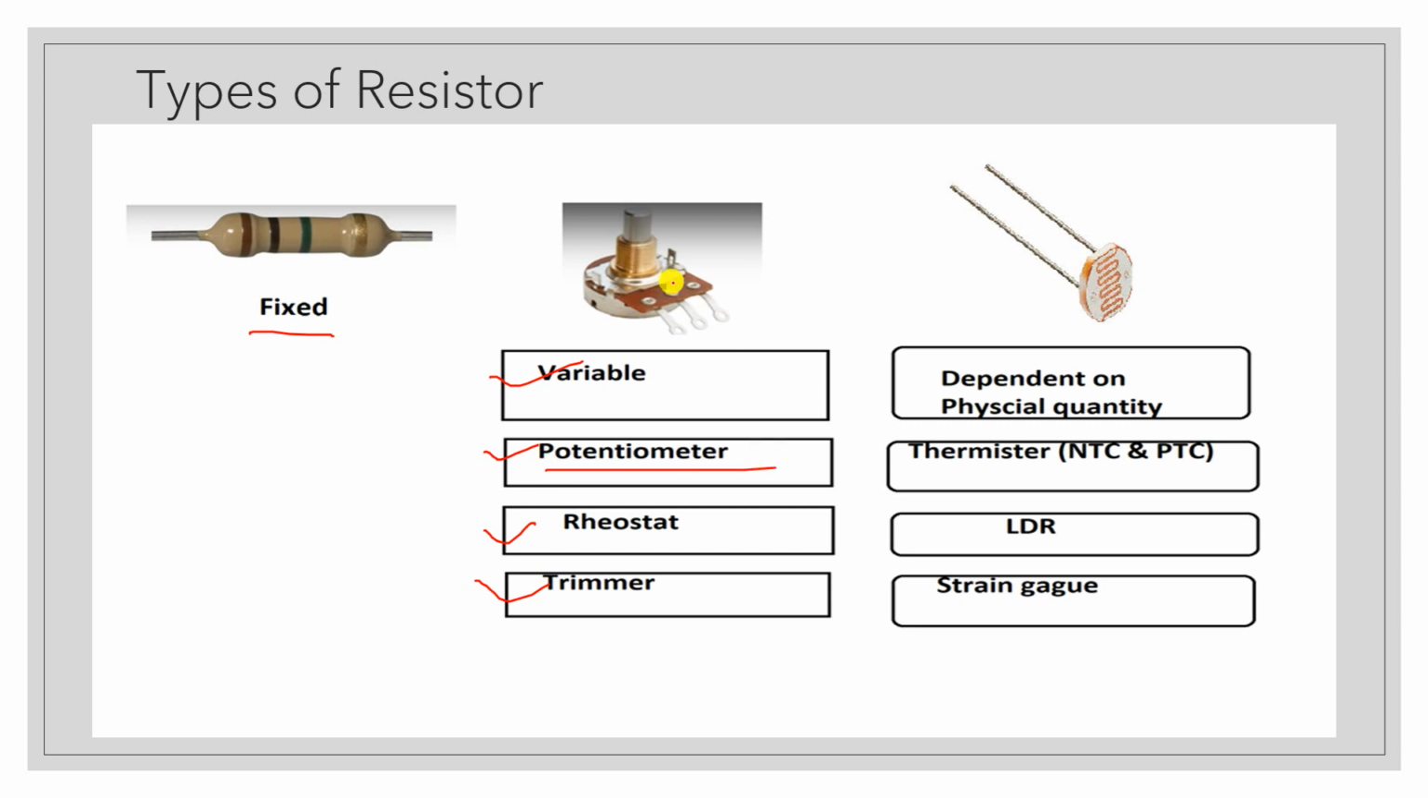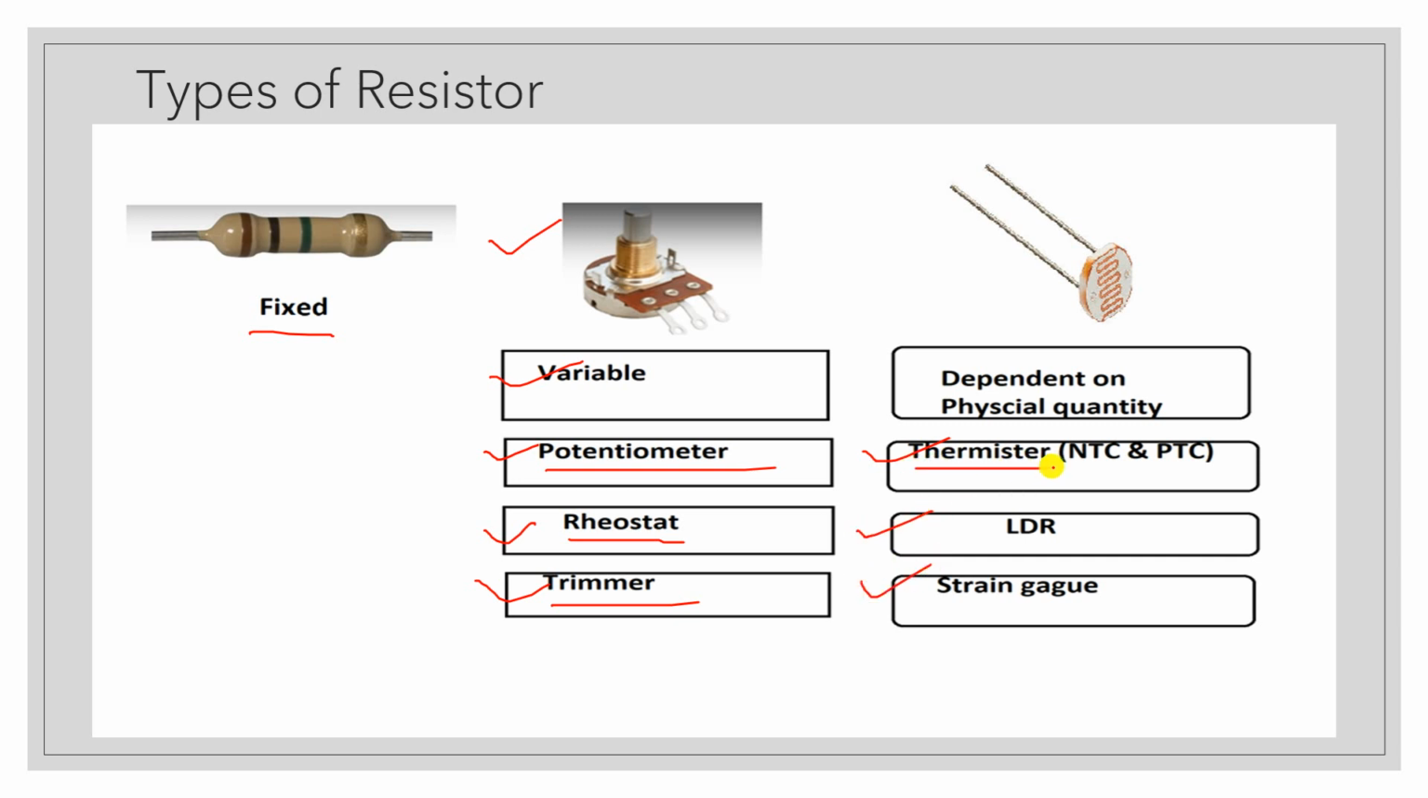The potentiometer is as shown in this diagram. A potentiometer is useful to increase and decrease the volume of the TV. Similarly, the rheostat is useful for laboratory purposes. A trimmer is useful in motherboard circuits. Okay, according to the physical quantity, there are some types. One is known as the thermistor, another one is the LDR, and the third one is the strain gauge.